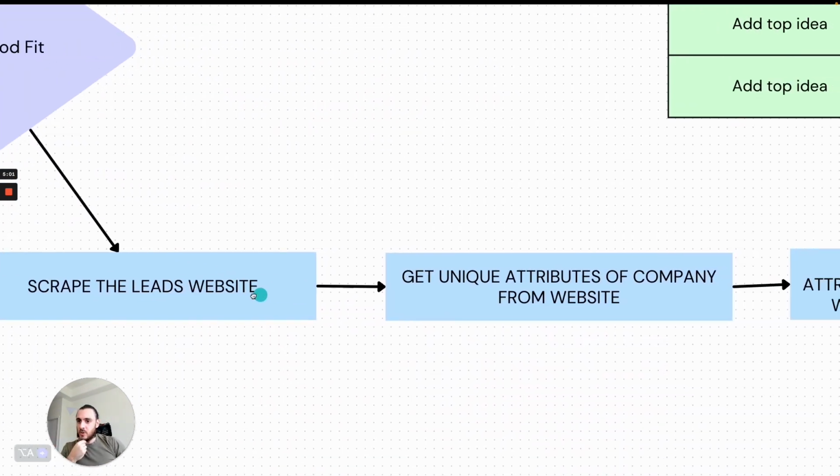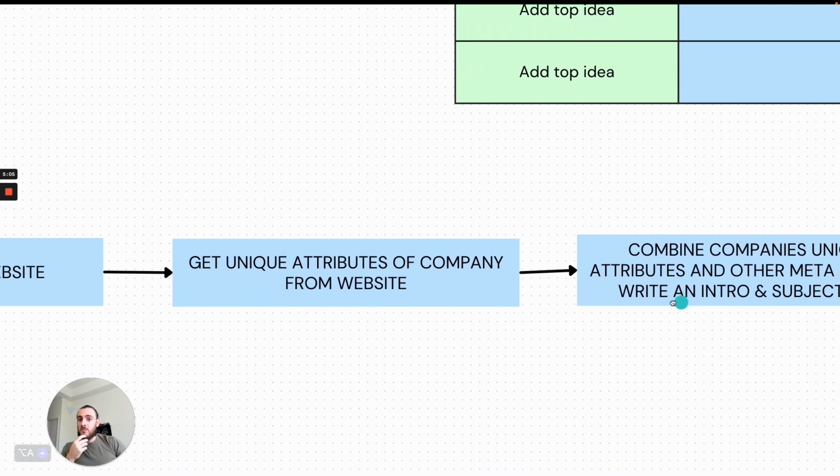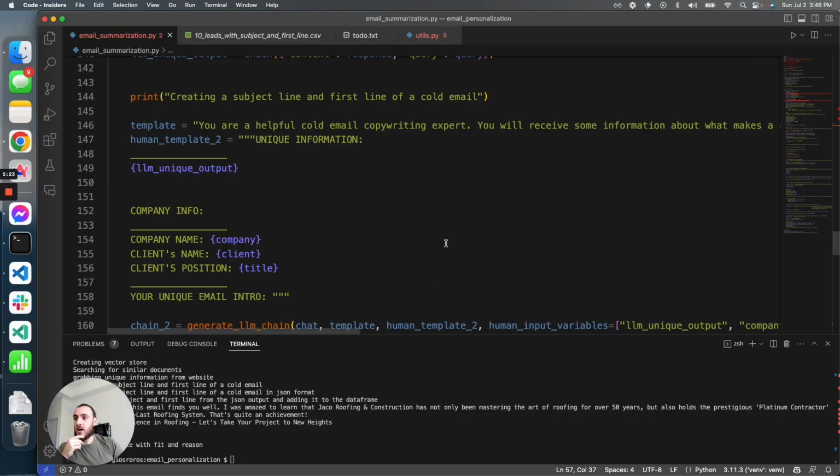Once we scrape the lead's website, we get unique attributes of the company from the website. We combine that with the other metadata around the website and then have ChatGPT write an intro and subject line. And we're not doing any of this manually, right? It's not like we're copying and pasting this into ChatGPT. It's completely programmatic. So it goes through the entire CSV list and gives us an output like what I showed you in our Google Sheet.